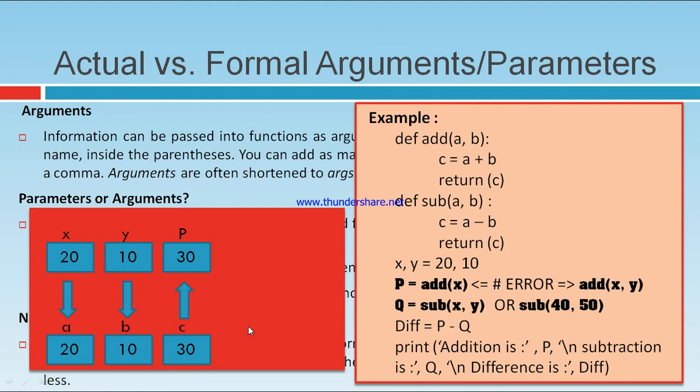Clear? Now if you execute the sub function, it also takes the values of x and y, a, b, 20 and 10, and it will generate the c variable, the difference 20 minus 10, the result is 10, and this sub function result is going to be stored in the variable q. So here variable q is created, and the variable q holds the result of the sub function. Now the different function at the last, this is the memory management of this program. Clear?